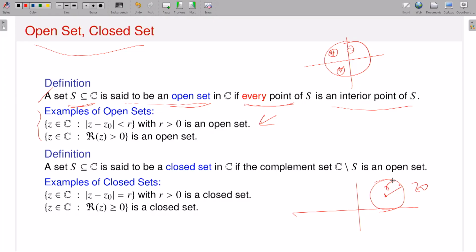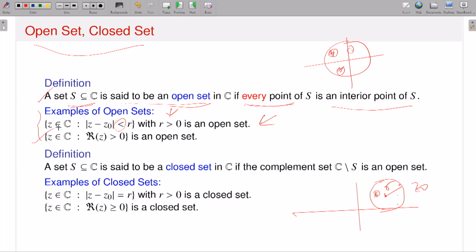And I just discussed that this is an open set. Why? Because whatever point I take here, you can always have a small open ball with center at that point, with a positive radius, which is fully contained in that set. Therefore each point is an interior point. I cannot consider the boundary point, because the boundary is not included in that set, as it is strictly less than. Therefore, an open disc or open ball is an open set.